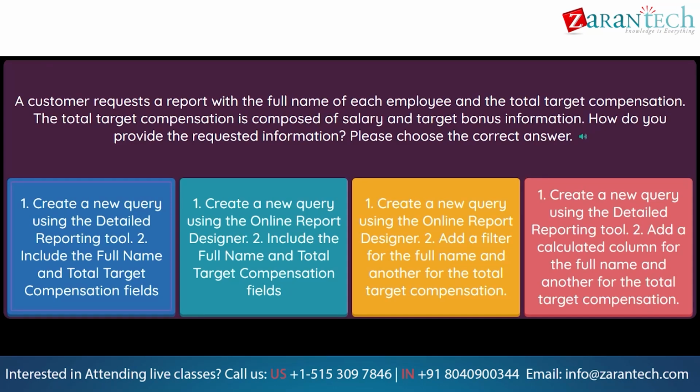Option 1. Create a new query using the detailed reporting tool. 2. Include the full name and total target compensation fields. Option 2. Create a new query using the online report designer. 2. Include the full name and total target compensation fields. Option 3. Create a new query using the online report designer. 2. Add a filter for the full name and another for the total target compensation. Option 4. Create a new query using the detailed reporting tool. 2. Add a calculated column for the full name and another for the total target compensation.